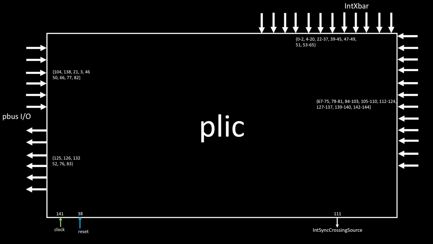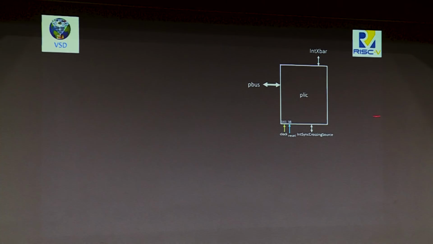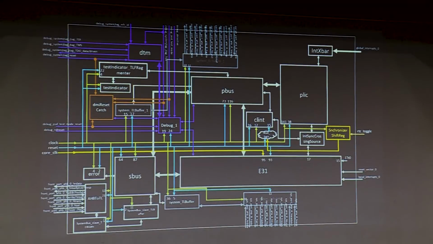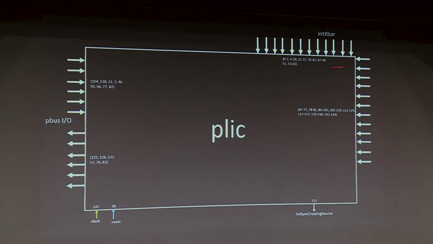What we have done over here is that the int X bar is coming on the top, but we have actually covered this entire area. The sides that you see over here, we are allowing the int X bar to come there too, because if you look into the top level, there are no pins sitting on this side of the PLIC. So we prefer to keep the int X bar pins covering the entire sides of the PLIC.